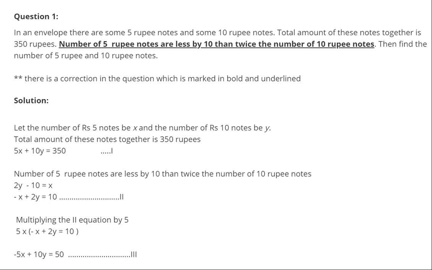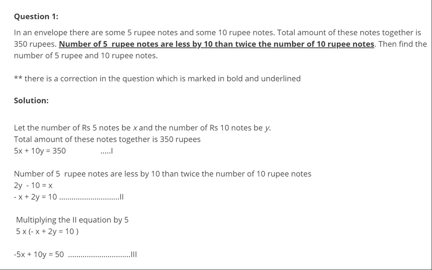Total amount of these notes together is 350 rupees. That means when I add the value of the 5 rupee notes and the value of the 10 rupee notes, I should be getting 350 rupees as my total. So I get my first equation out of it: 5x, that is, I multiply the number of notes with 5, plus the number of notes with 10, and the total amount that I get should be equal to 350. That's my first equation.